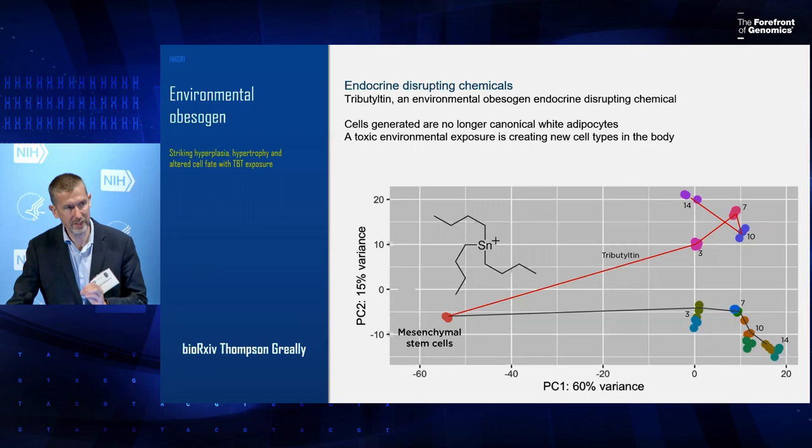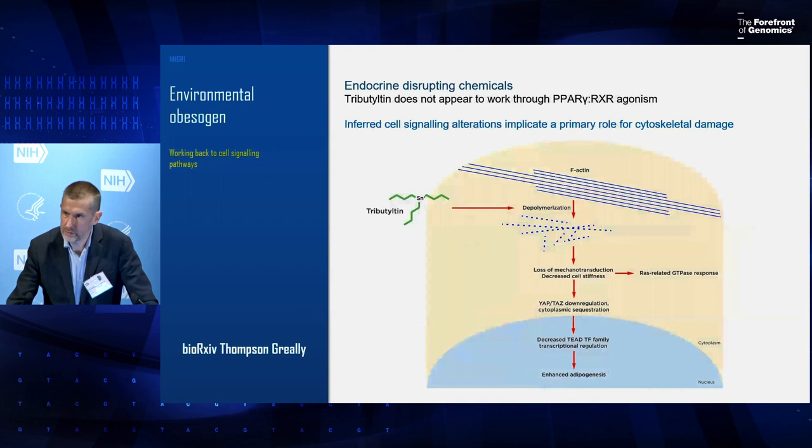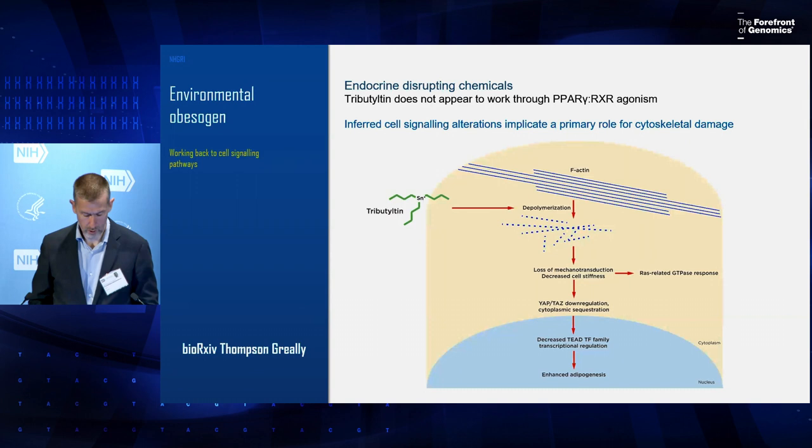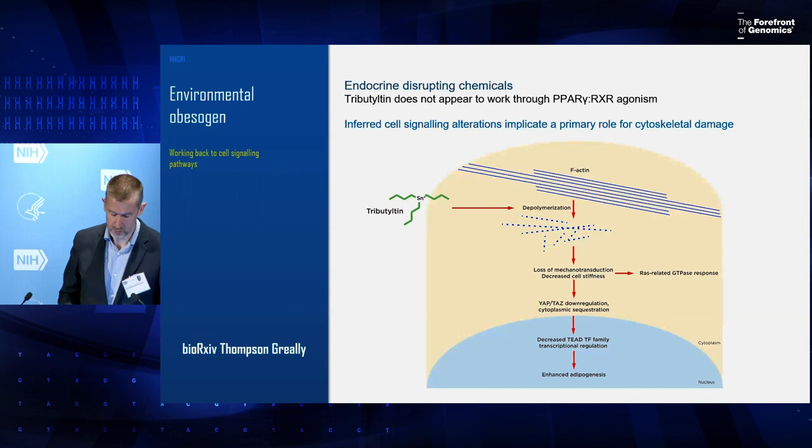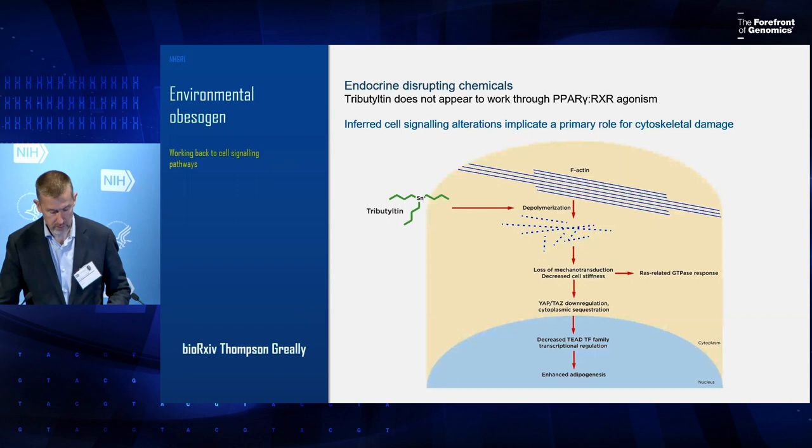When we looked at the data, and I'm summarizing an awful lot in this one slide, we did not see any evidence for PPAR gamma RXR activation. What we did see was decreased TEAD transcription factor activity. And the TEAD transcription factors are associated with adipogenesis. We also saw a big RAS-related GTPase response. And both of these independently were saying to us, something's happening with the actin. There's presumably some sort of damage to it.